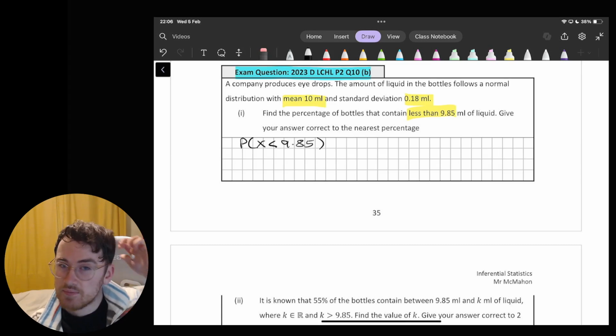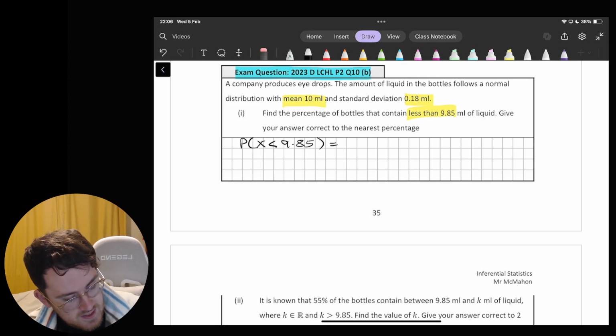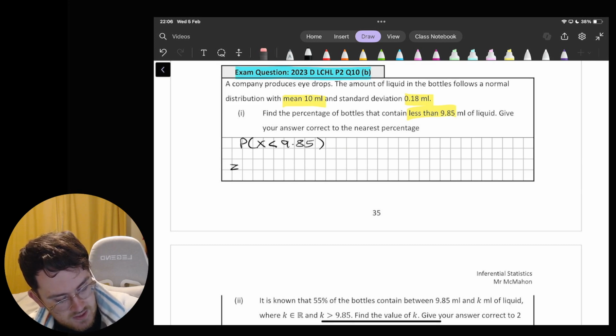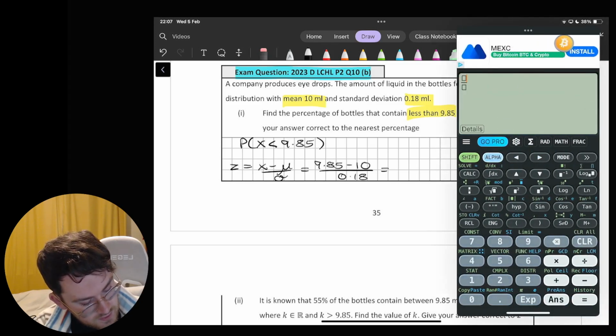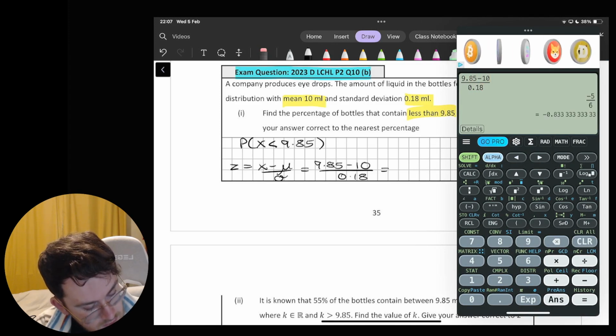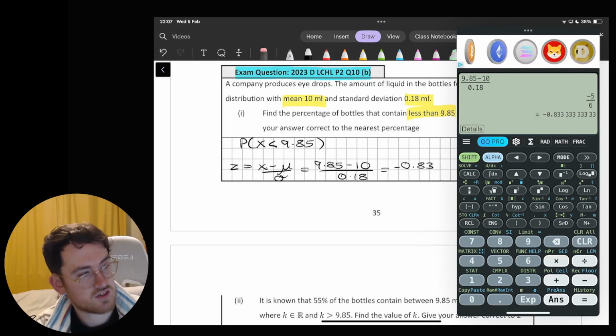Okay, it's not a sample that I'm looking at. That's kind of it, I suppose. So let's fill this in. I'm going to use a z-score here. My z-score is x minus mu over sigma. So 9.85 minus 10 over sigma, which is 0.18. So let's try that. 9.85 minus 10 over 0.18, which is minus 0.833. So we'll do 0.83.